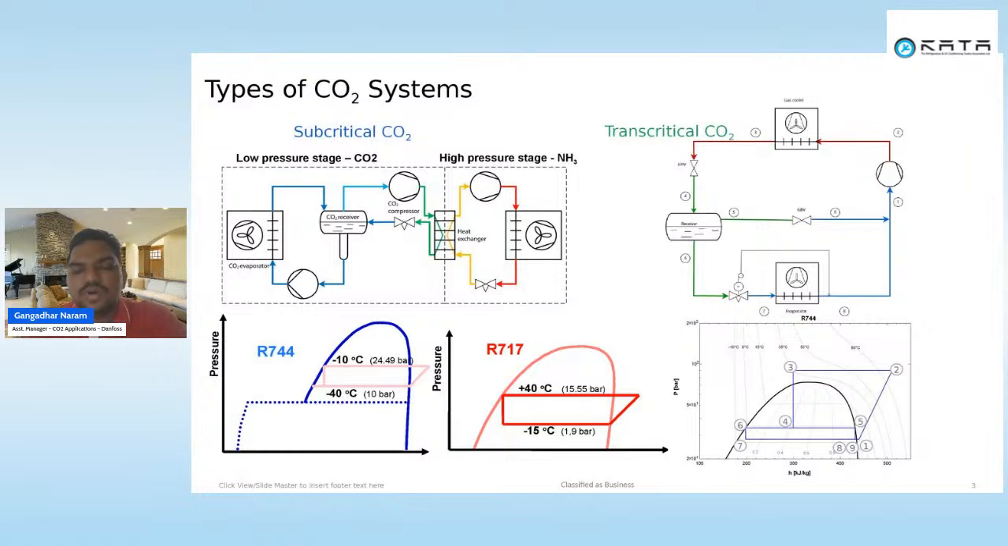If I want to run CO2 as a single refrigerant, then I cannot operate in a subcritical mode. Obviously, I need to go for transcritical CO2. In this transcritical CO2, the conventional refrigeration system cannot be maintained, because in the conventional refrigeration system we have one compressor, condenser, expansion valve, and evaporator. So in the transcritical system, generally we have two more additional components.